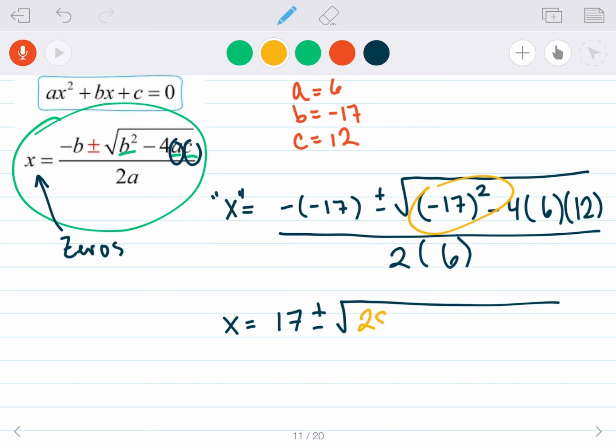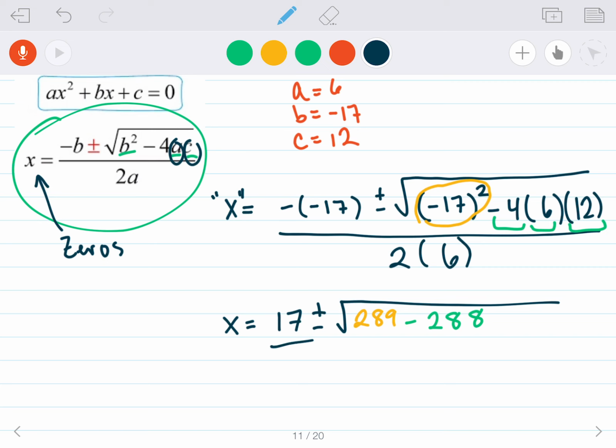289. I'm just going to put that there. Now, let me just circle that. And now, this is where students get confused sometimes. Not all the time. But don't forget that this negative is attached to the 4, okay? We have negative 4 times 6 times 12. Put in the calculator: negative 4 times 6 times 12. I get negative 288, and that's exactly how I'm going to write it.